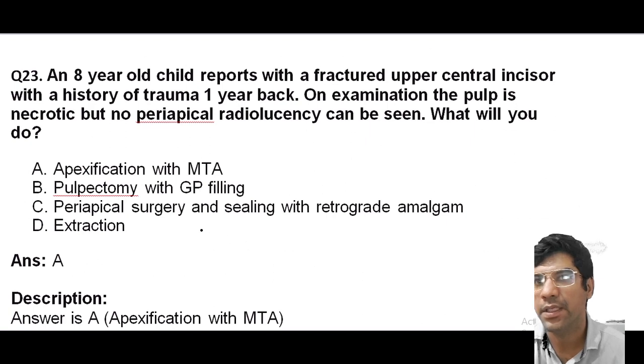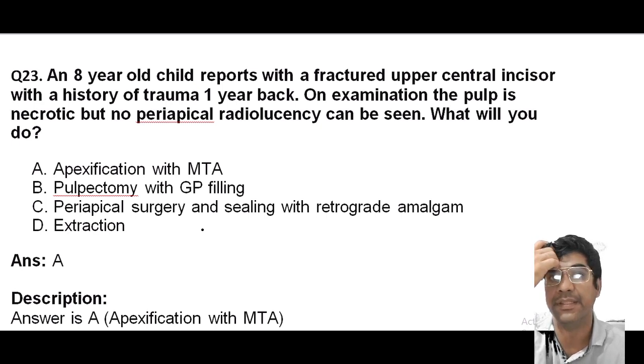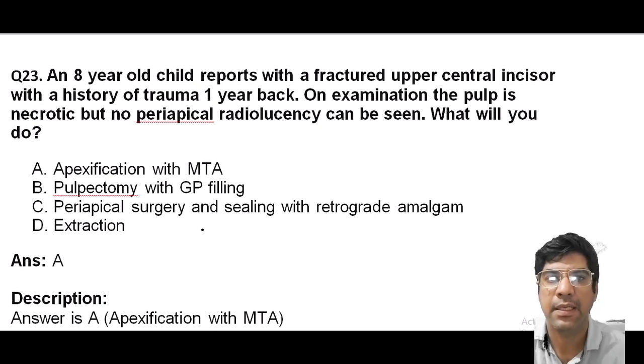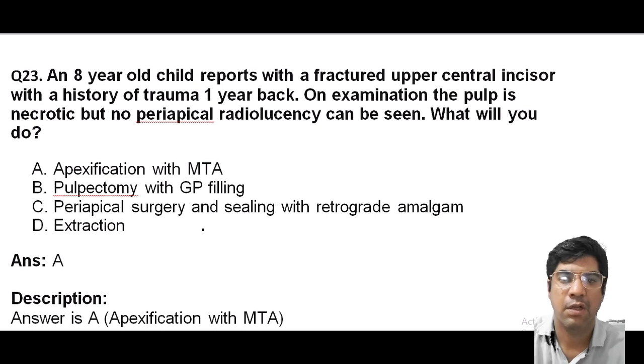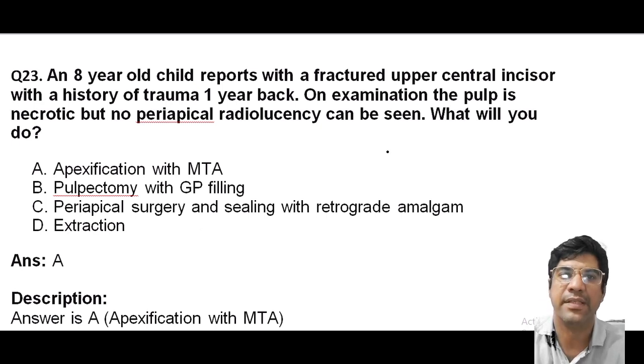Moving to the next question. An 8-year-old child reports with a fractured upper central incisor with a history of trauma 1 year back. On examining, the pulp is necrotic, but no periapical radiolucency can be seen. So what would be your choice? So apexification with MTA is your choice.